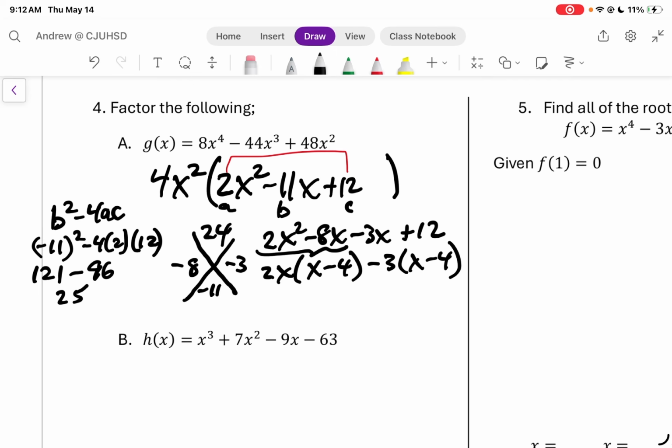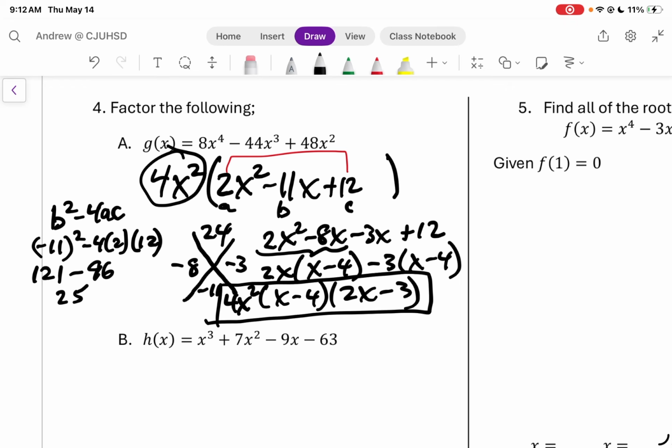Now, we needed to get x minus 4 the same in both of them, so now that can come out to the front, x minus 4, and then you got 2x minus 3. Now, don't forget, when you look for your final answer, we had already factored out 4x squared. So that needs to be part of your answer out in the front here. And there is our factorization.